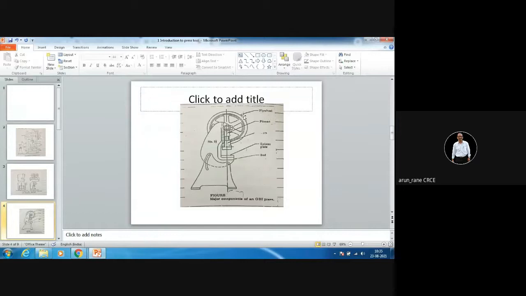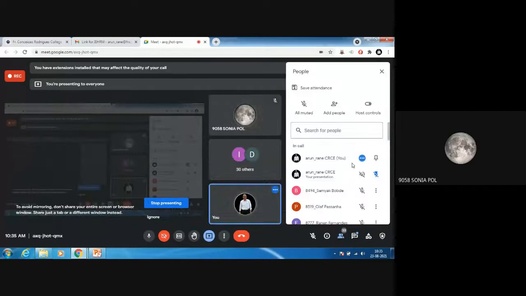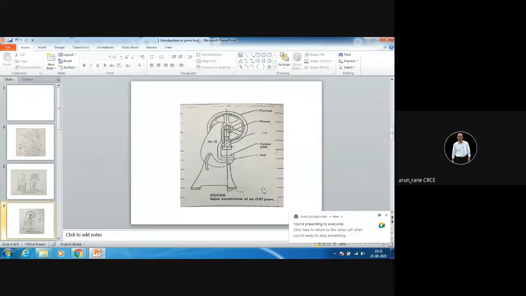This is the OBI press. Can anybody tell me the full form of the OBI press? Last time I had told. Sonia, full form of OBI press. Open back inclinable, or open back incline. Like the back side is open and it is inclined.